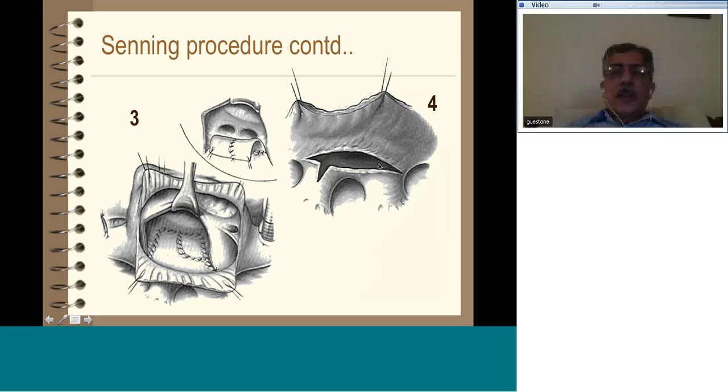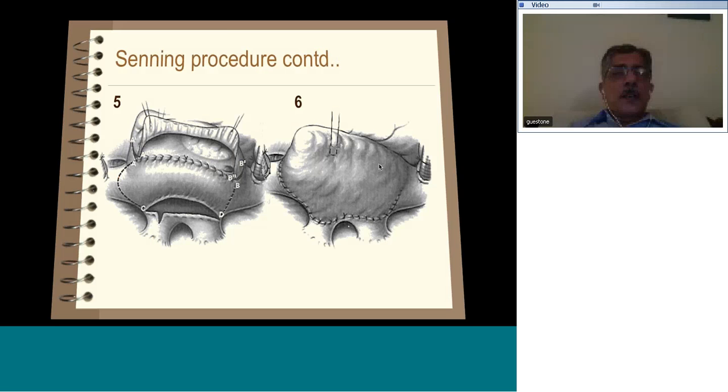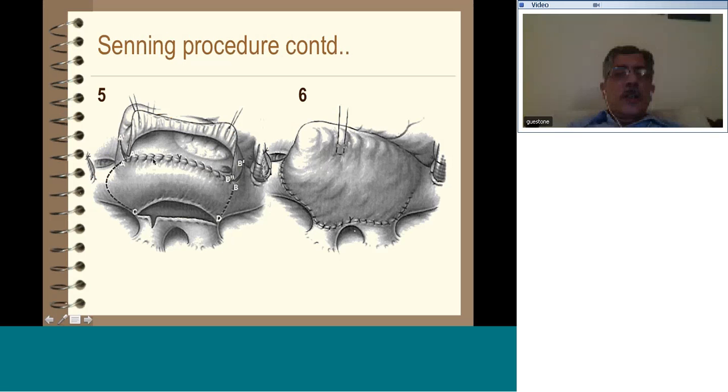The next stage is to create the systemic venous baffle. The flap of the right atrium, on the right hand side, is sutured to the atrial septum in front of the ASD. Once that is done, the SVC flow and the IVC flow now go to the front portion of that left atrium, which opens into the mitral valve. So once you suture this, the systemic venous return is going into the mitral valve.